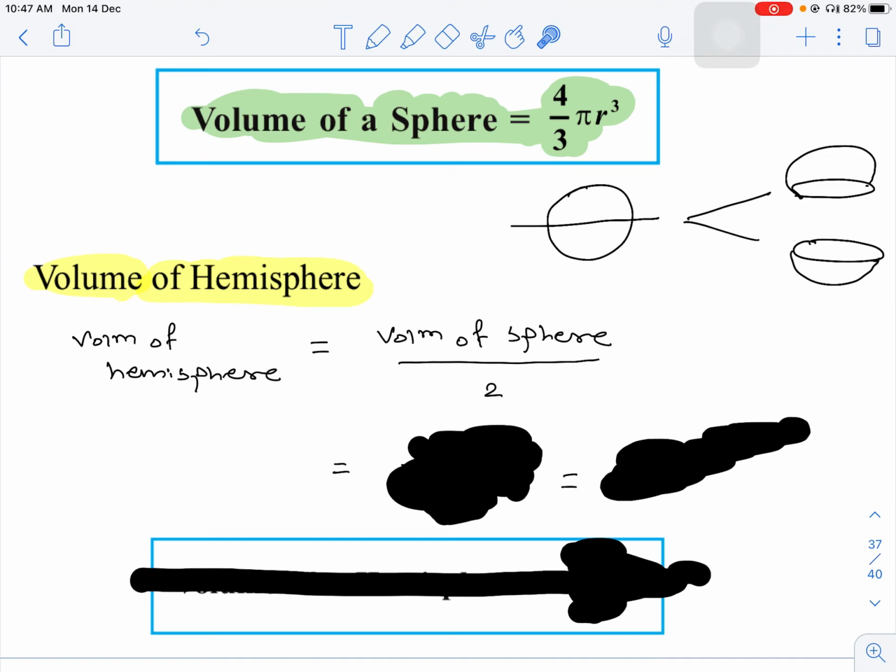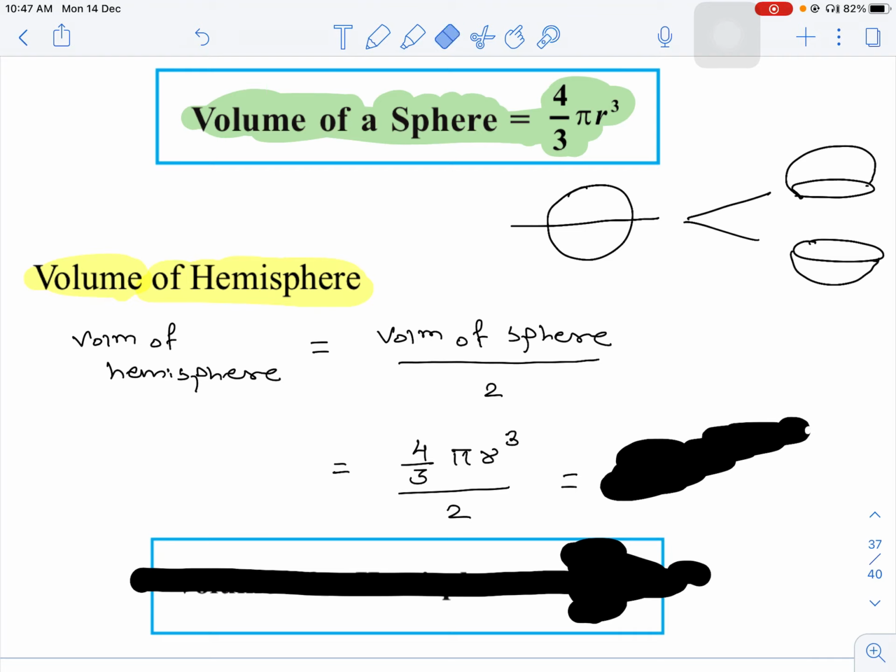Now why upon 2? Because the volume of a hemisphere will be half of the volume of a sphere. Now what is the formula for the volume of a sphere? We know that it is 4 upon 3 pi r cube. So 4 upon 3 pi r cube divided by 2. Now this 2 will come over here.